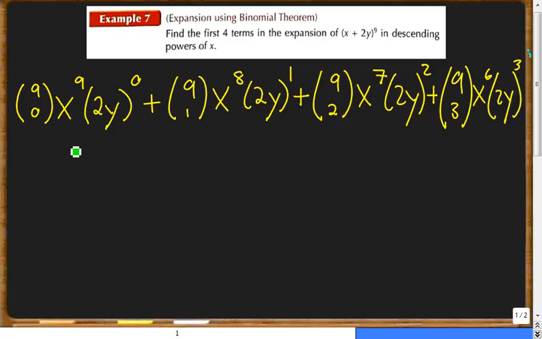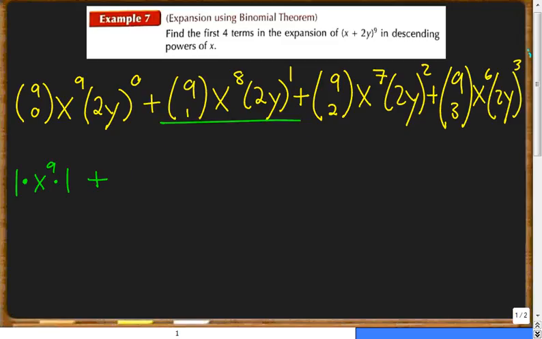So 9 choose 0. When we think about this, this is going to be 9 factorial over 0 factorial times 9 minus 0 factorial. This is the same thing, 9 factorial over 9 factorial. This just makes a 1. So we get 1 times x to the 9th. The 2y to the 0 makes 1. So then we add. We move on to the second part.